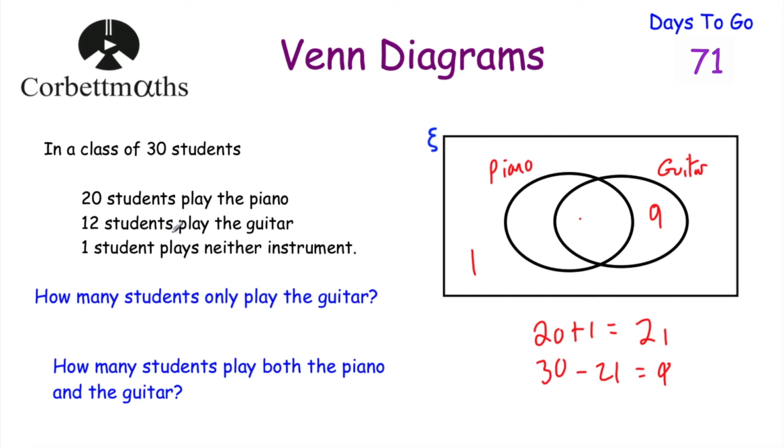Now we were told that 12 students play the guitar. Now if we look at this, we've got 9 here. We know there has to be 12 altogether. So 12 take away 9 is equal to 3. So there has to be 3 in the middle here, because that then would give us the 12 in this region here for guitar.